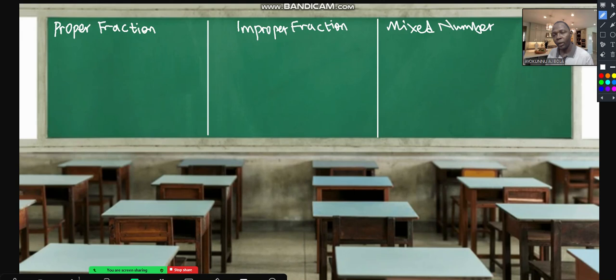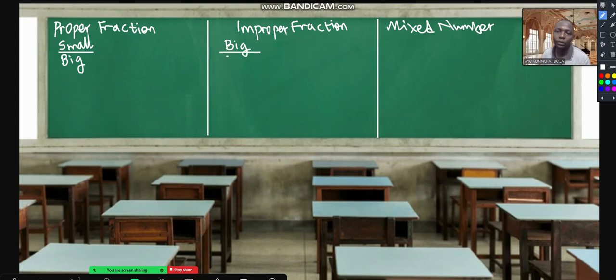Alright, the next thing to talk about is proper fraction, improper fraction, and mixed number. When you say there's a small number over a big number, then it's a proper fraction. But when there is a big number over a small number, then it is improper fraction.